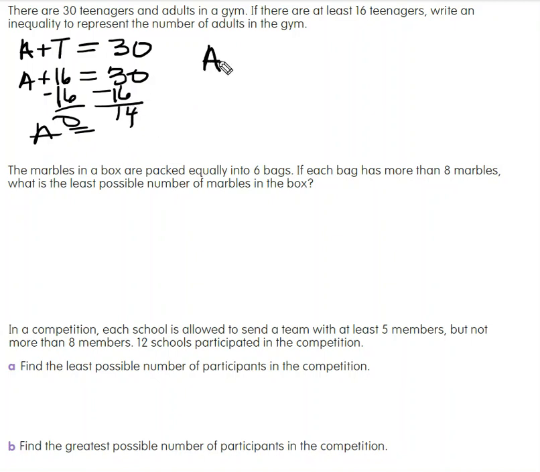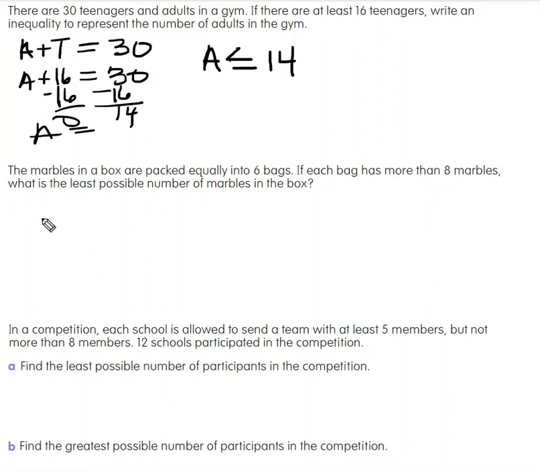So adults is, but there can't be more than 14, right? Because it says at least 16 teenagers, so there could be more. So we're going to say that the adults are going to be less than or equal to 14, right? So there could be 13, there could be less adults, but there can't be more than 14 adults, okay? Because it says at the least there's 16 teenagers.